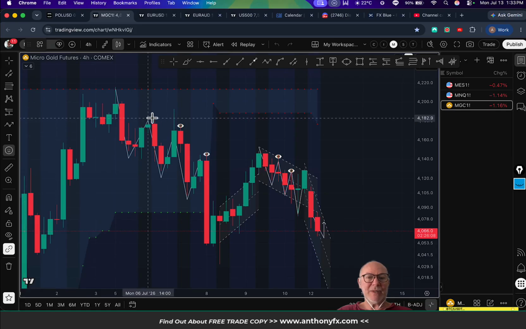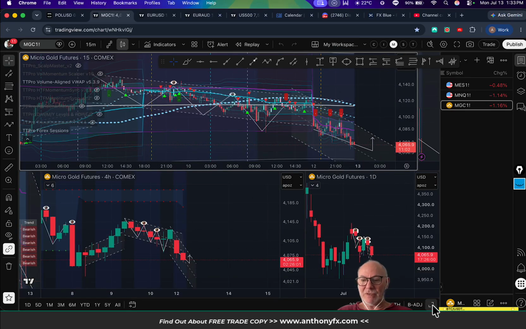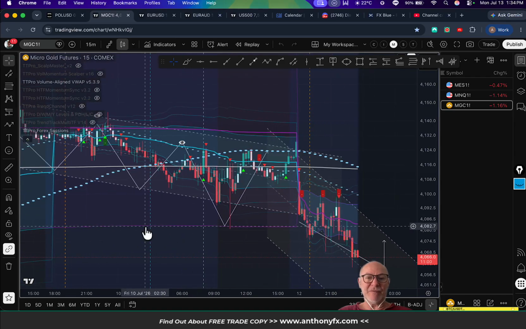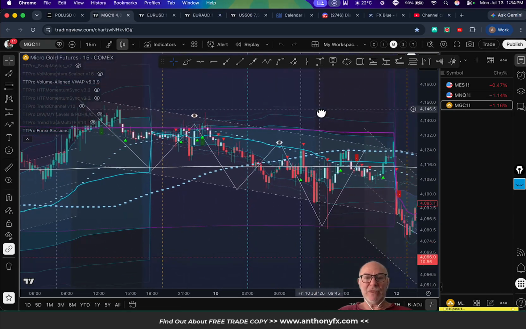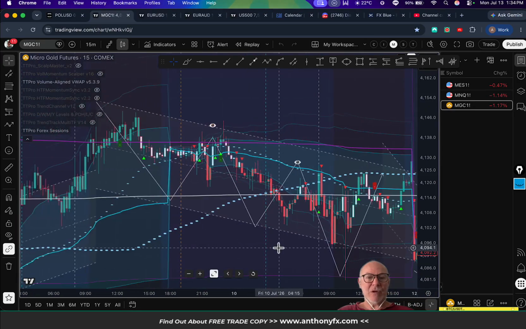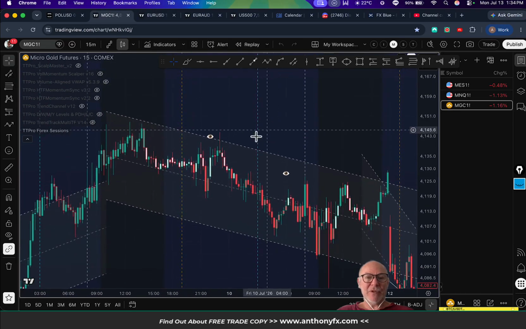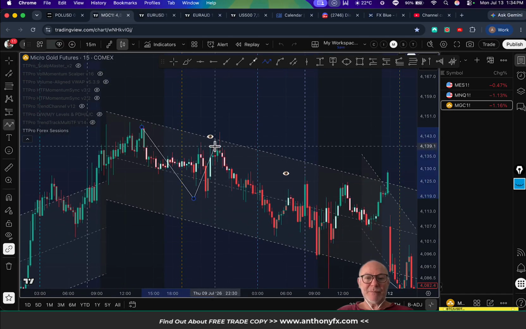So we're going to check these pullbacks, and I want to show you just how easy this can actually be. So what we're going to do is we can go down to the 15-minute, and I want to show you what these pullbacks look like on the 15-minute chart and what we're looking for. We're talking about trading with VWAP and volume profile. So on the 15-minute, let's just take that out.